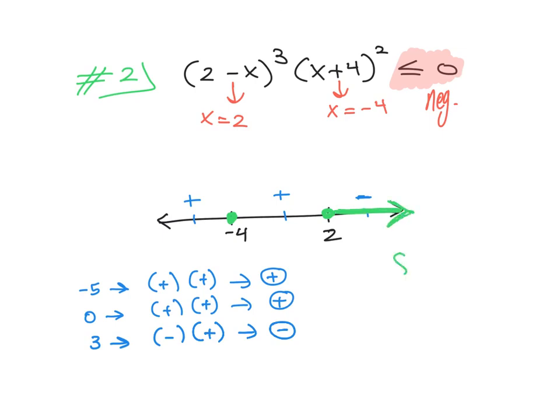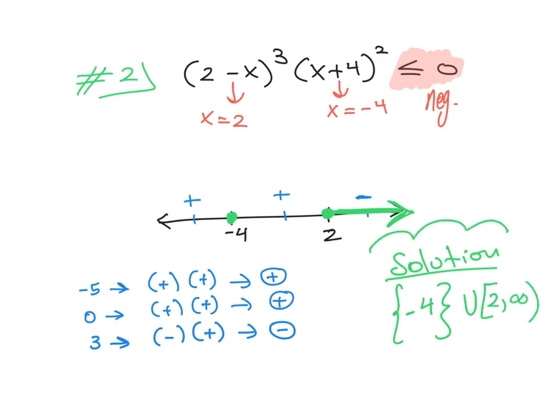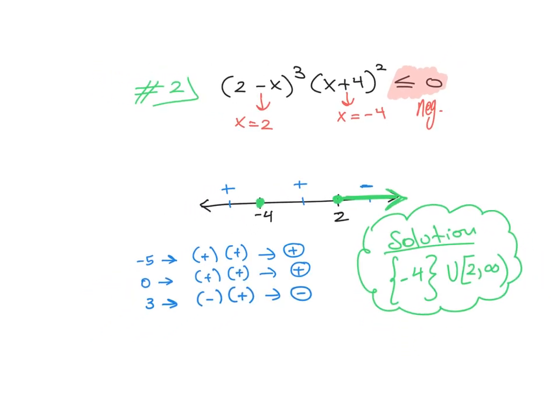So what will be my solution? I can see that this is one of my solutions, so -4. You can put it in curly braces or between brackets. It's fine with me either way. And then the other solution is going to be from 2 inclusive all the way to plus infinity. Okay, so that's how you solve polynomial inequalities using sign pattern.